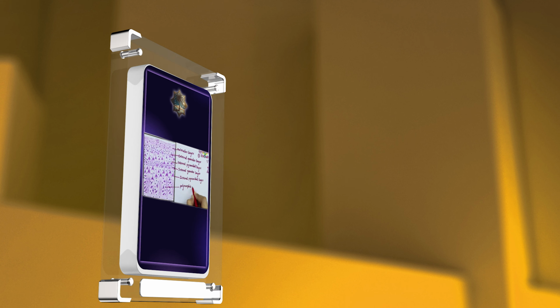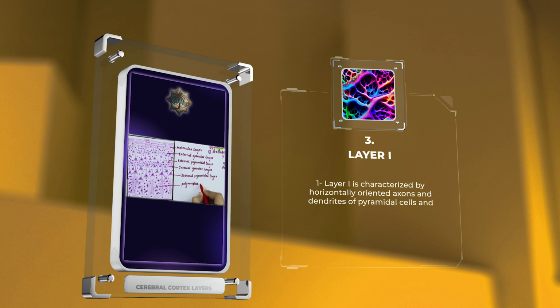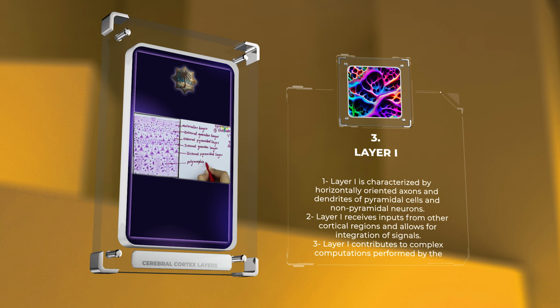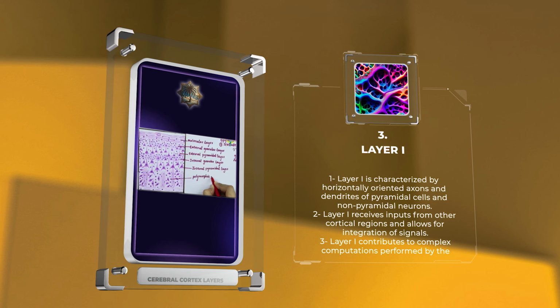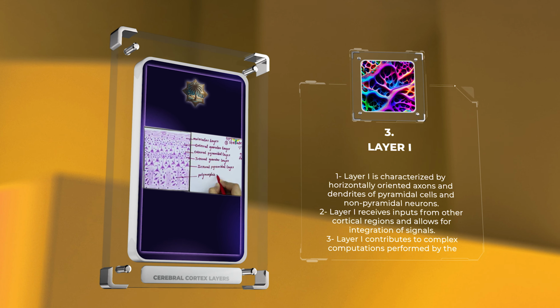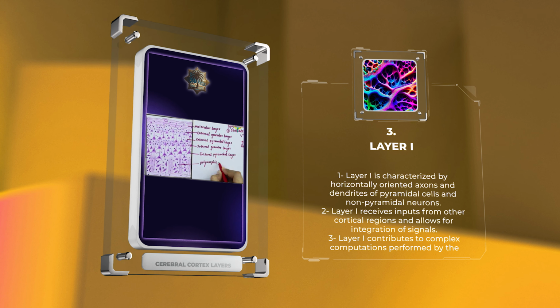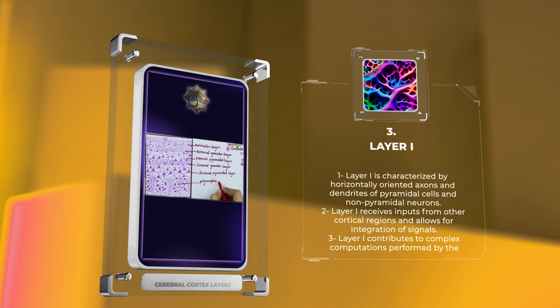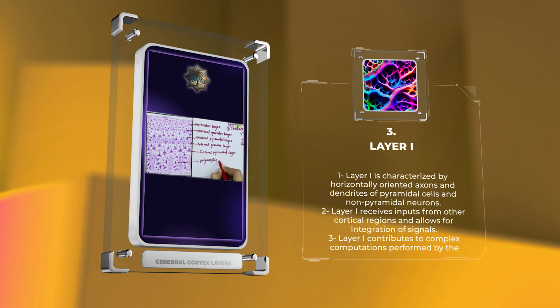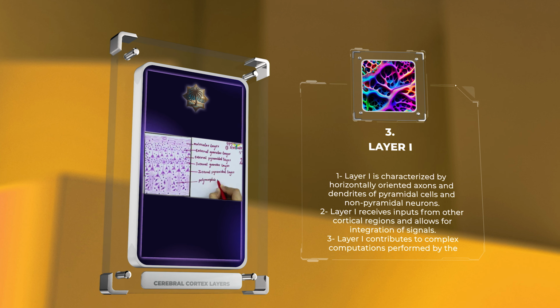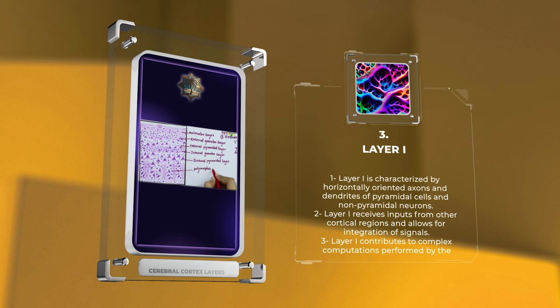Layer I, the molecular layer, is characterized by horizontally oriented axons and dendrites of pyramidal cells and non-pyramidal neurons. These processes form extensive synaptic connections and receive inputs from other cortical regions. The abundant dendritic branches in layer I allow for integration of signals from different sources, contributing to the complex computations performed by the cerebral cortex.